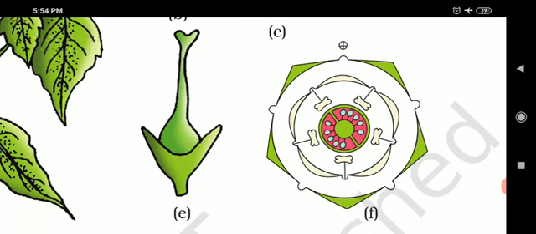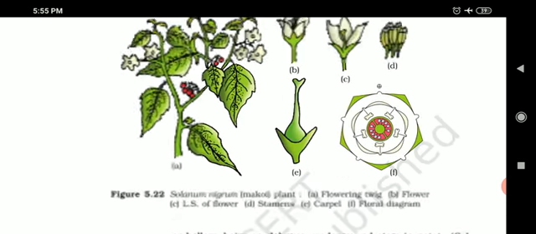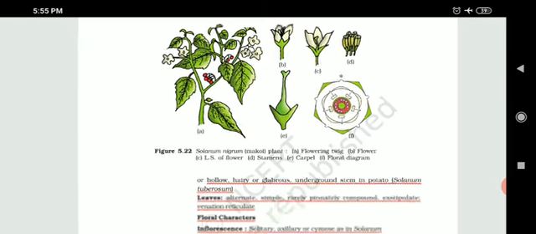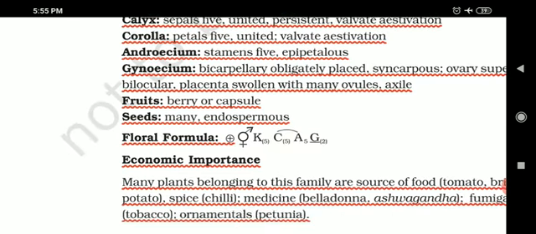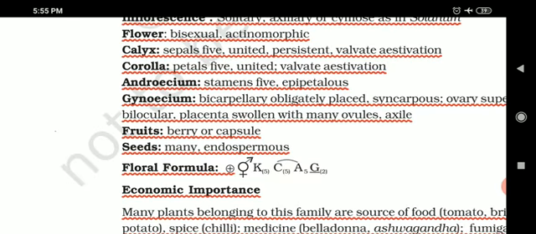So if the previous terms in the chapter are clear, then doing these families, their floral formula and floral diagram is very easy. Otherwise you will get confused. Then the placenta is swollen and there are many ovules, and placentation is axile in nature. Which kind of fruits can be found in the Solanaceae family? They can be berries or capsules. How many seeds are there? Seeds can be many, and they have endosperm in them. That's why they are called endospermous seeds. The floral formula is very easy. The plus sign first represents actinomorphic symmetry.